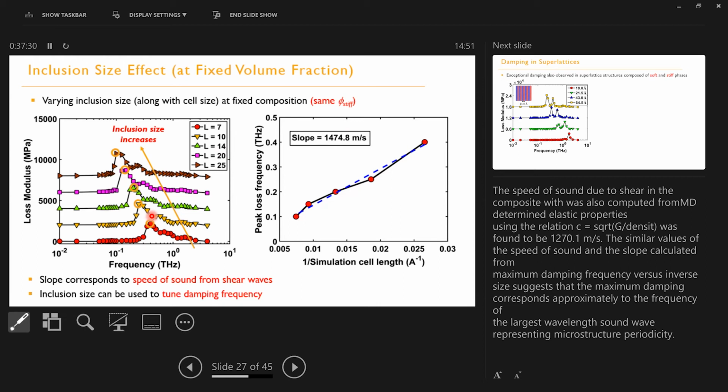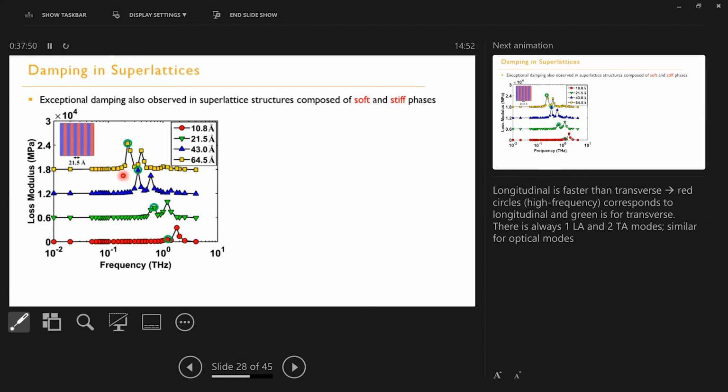And the other important finding, of course, is that based on the inclusion size, you can have viscoelastic damping at various frequencies. Okay. So imagine you want to damp out vibrations of a particular frequency range. You can choose a specific set of inclusion size for such an application. And very briefly, we observed a very similar thing in the superlattice structures as well.